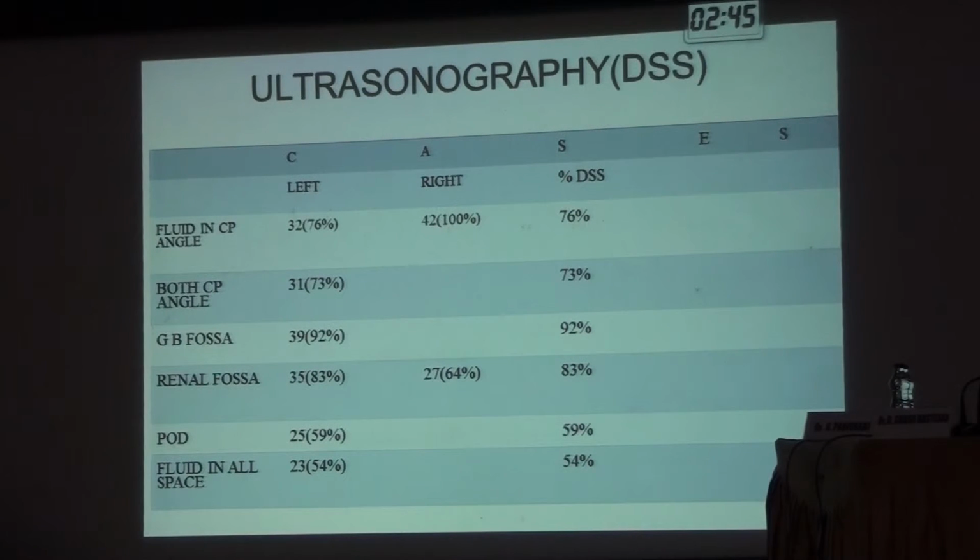In ultrasonography, fluid in the CP angle was present in about 76% of cases over the left side and 100% of cases in the right side, whereas bilateral collection was present in 31 cases. Fluid in the GB fossa was present in 39 cases, pouch of Douglas 25, renal fossa around 35 cases, and fluid in all these spaces was there in 23 cases.